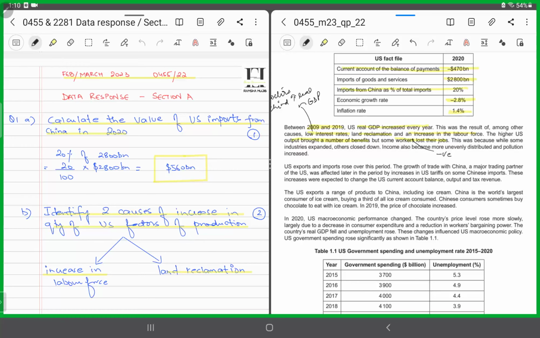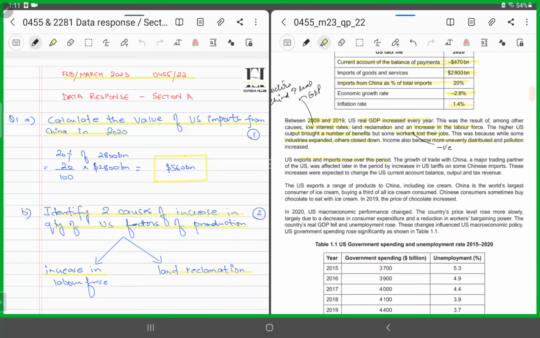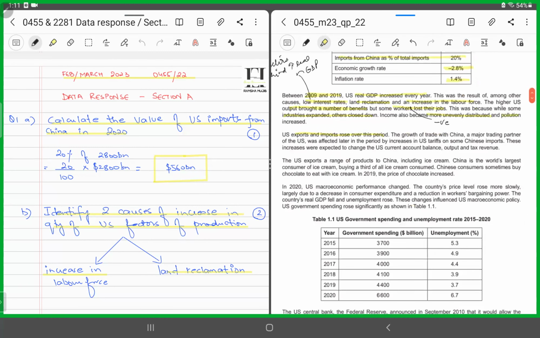US exports and imports rose over this period. The growth of trade with China, a major trading partner of the US, was affected later in the period by increases in US tariffs on some Chinese imports. So now they're saying later the imports from China were affected by the tariffs that were imposed. These increases were expected to change the US current account balance, output, and tax revenue. It was assumed that the tariffs would have an impact on the US current account balance, the output, and the tax revenue the government will be generating.